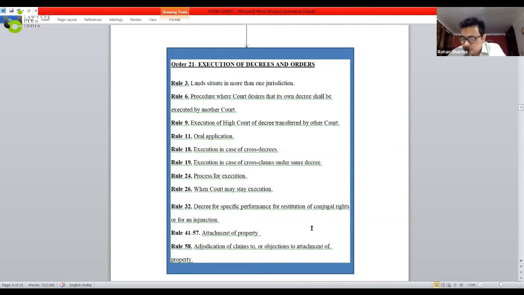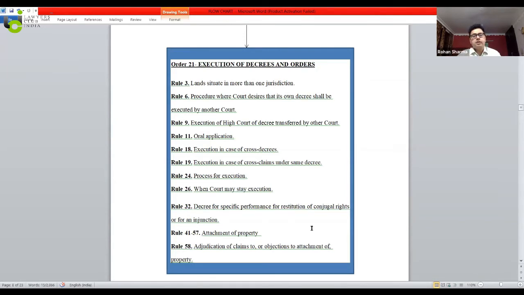Let's say there are cross decrees. Let's say one person has been granted a decree of 1,000 rupees and the other person has been granted a decree of 2,000 rupees against the first person. Then in that specific circumstance, how to settle the claim, right? So what is the procedure to be followed is what these rules deal with. How to issue a process, in what cases the execution may be stayed, in what cases there can be injunctions that can be issued in case there is willful disobedience of the court's decree, in what cases the attachment of properties can be made.